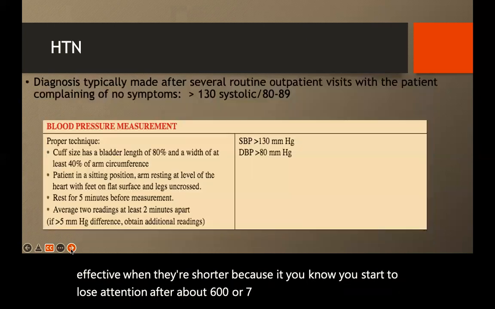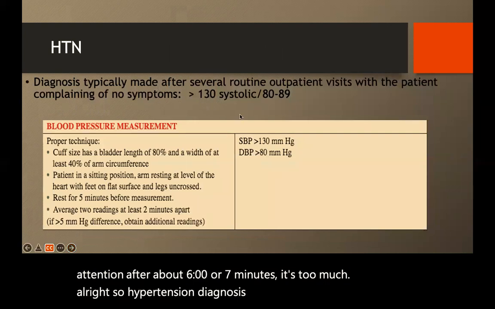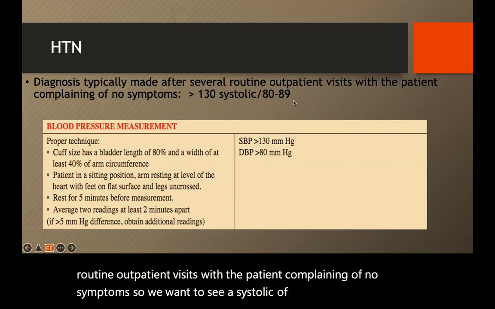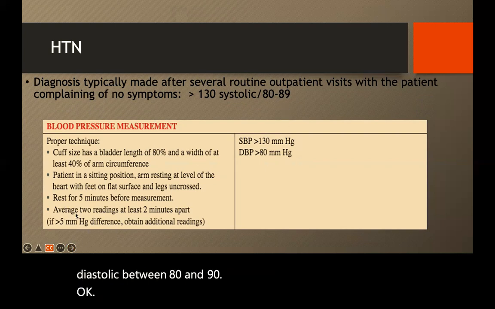It's too much. All right, so hypertension diagnosis is typically made after several routine outpatient visits with the patient complaining of no symptoms. So we want to see a systolic of greater than 130 and a diastolic between 80 and 90. Okay, so we want an average of 2 readings at least 2 minutes apart.